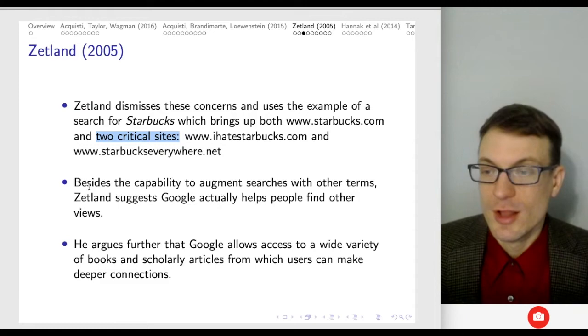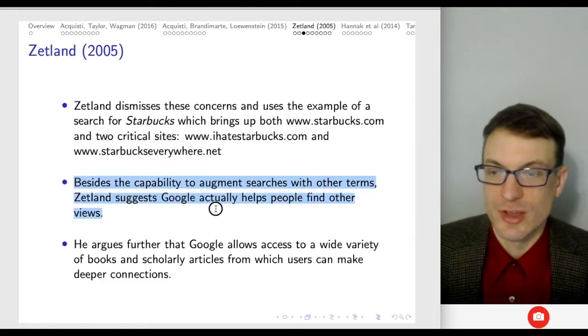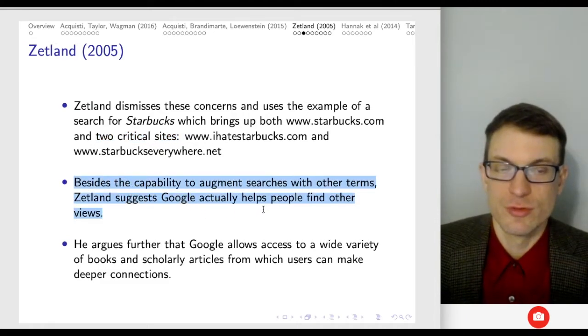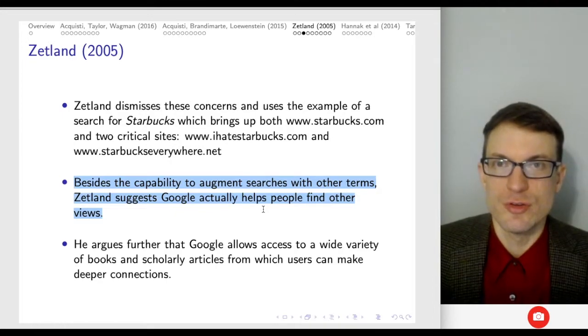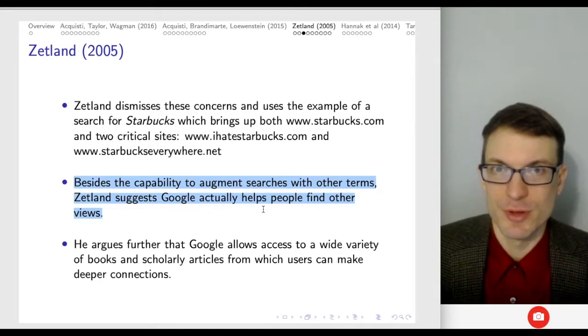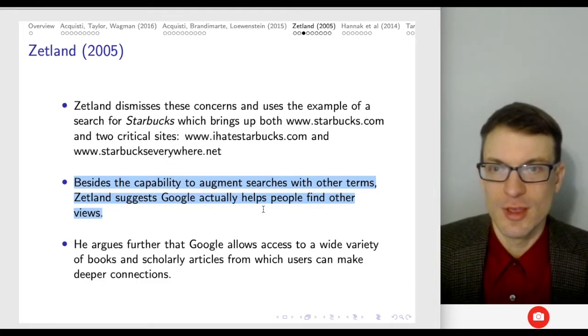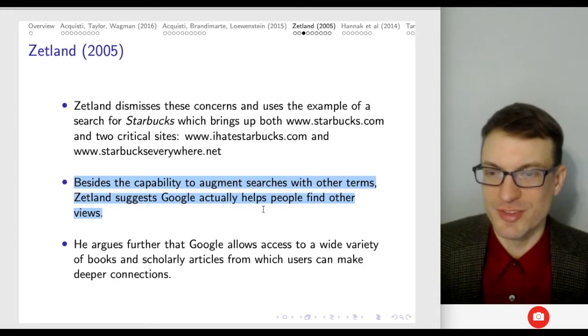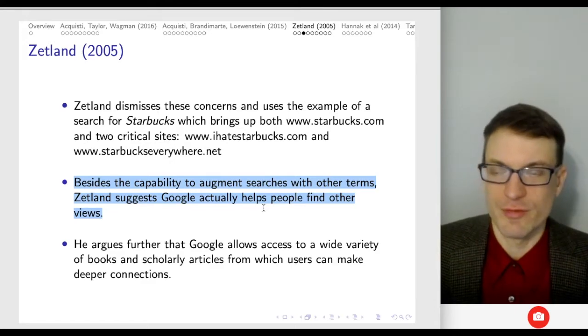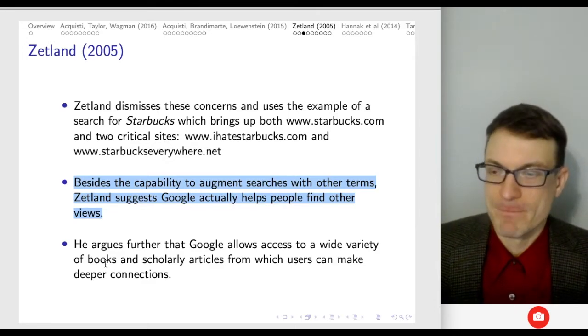Anyway, Zetlin also argues that Google actually helps people find other views. Well, for sure, if you look for other views, you can do that. And hopefully, we're training people to do that: whatever side you take of a particular issue, it's really important to explore what the other side thinks. As objectionable as you might find it, it's really important to understand the arguments of the other side so that you can carefully understand your own arguments. So indeed, Google is very good for helping people find opposing views.